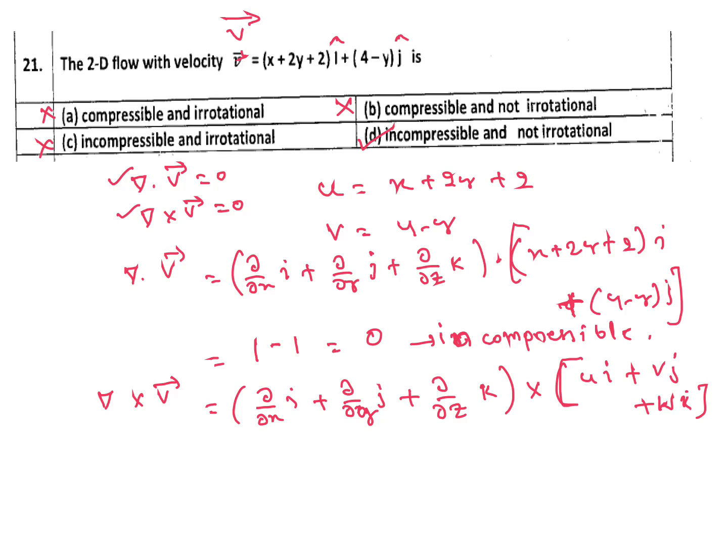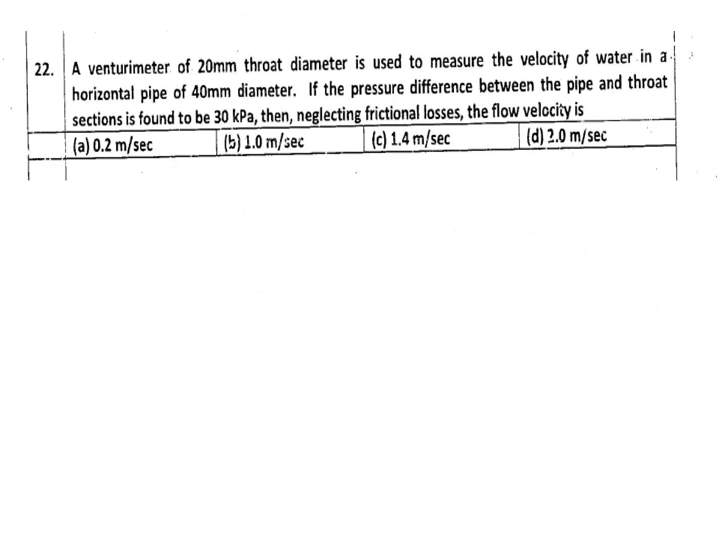A venturi of 20 mm throat diameter is used to measure the velocity of water in a horizontal pipe of 40 mm diameter. If the pressure difference between the pipe and throat section is found to be 30 kilopascal, then neglecting frictional losses, the flow velocity is how much? Flow velocity we have to calculate.